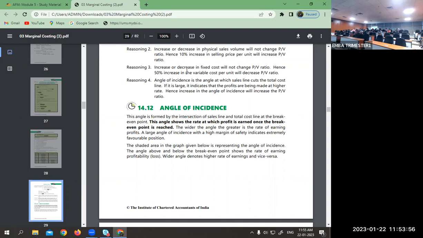So in cost accounting: what is the difference between cost accounting and financial accounting? Objective of cost accounting. Then methods and techniques of cost accounting, only listing. Then preparation of a cost sheet, 10 mark.